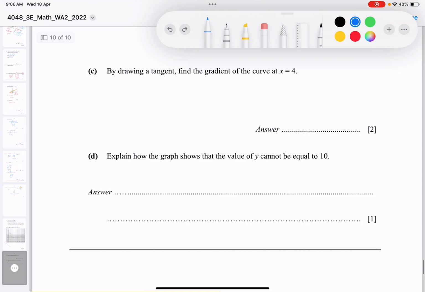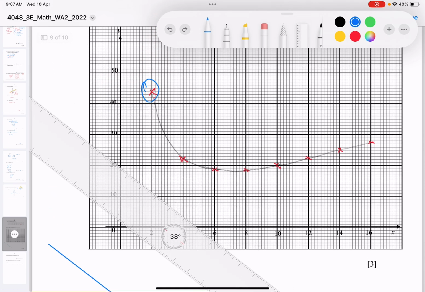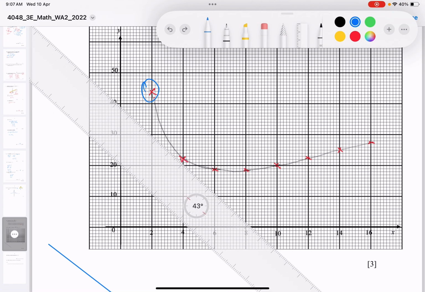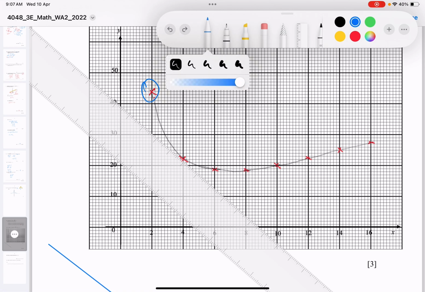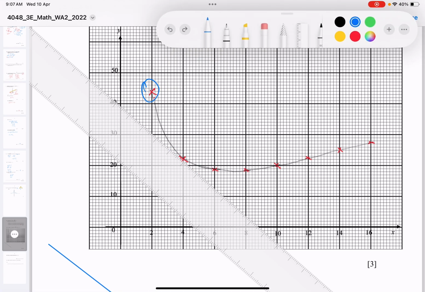Okay, now part C, by drawing a tangent, find the gradient of the curve at x equals 4. So what is a tangent? You need to use a ruler and you need to go to x equals 4, and roughly, okay, the key thing that I'm looking out for is that the space over here must be roughly equal to the space over here. Okay, so this one you just do approximation.